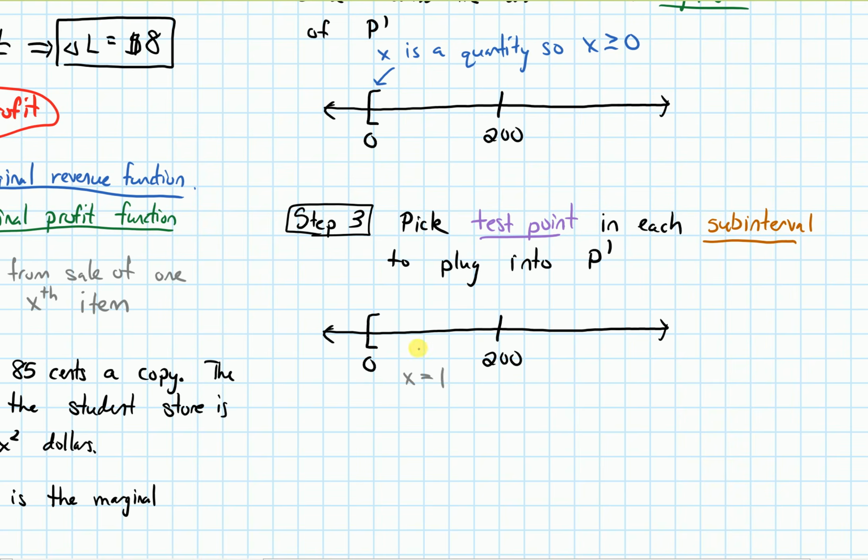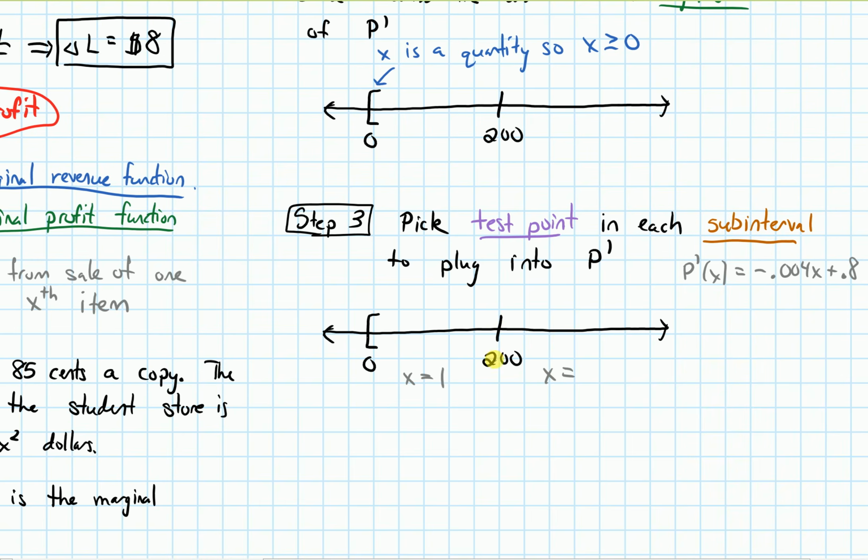Ideally, I want to pick something that's easy to plug into my derivative function. Remember, our derivative function here, p prime of x, was negative 0.004x plus 0.8. So I want something that's easy to plug into this derivative function. Let me write that p prime a little better. So 1 seems like a simple value to plug in. And then I have another subinterval that's on the right-hand side of 200.